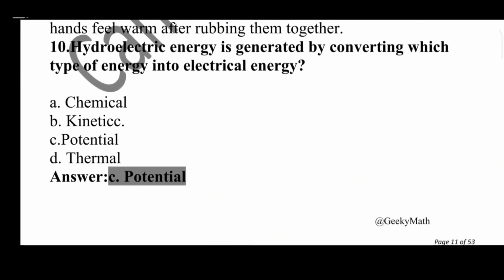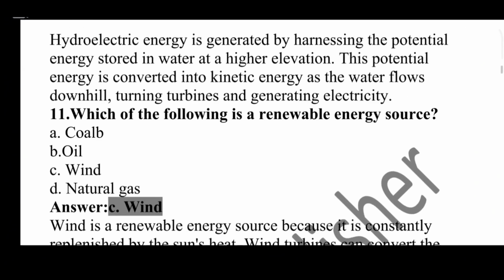Question number 10. Hydroelectric energy is generated by converting which type of energy into electrical energy? Option A, chemical, B, kinetic, C, potential, D, thermal. So the correct option is potential.